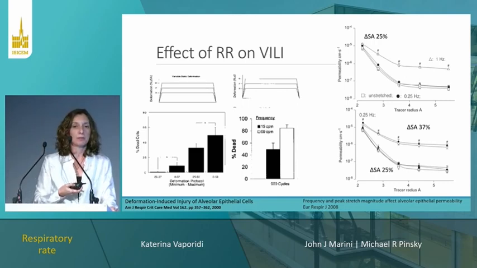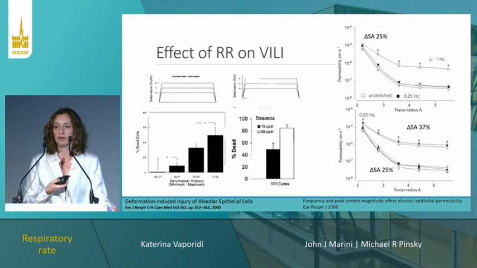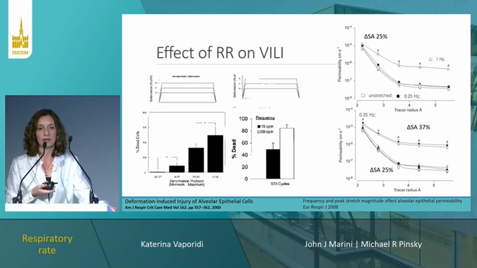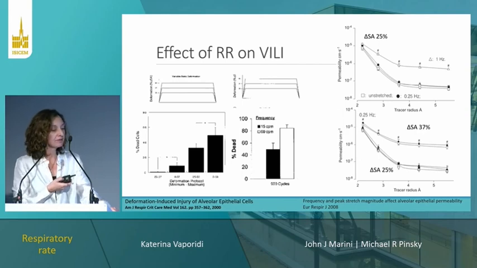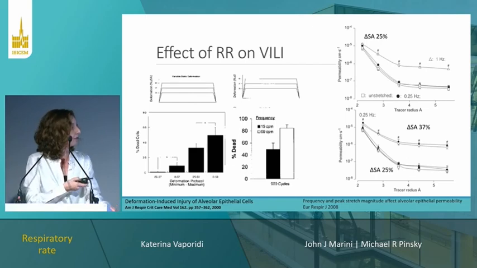let's focus now on the potentially injurious effect of rate, if respiratory rate can actually cause ventilator-induced lung injury. So first, in vitro studies have shown that changing the amplitude of deformation of cells or changing the frequency when the cells are deformed can cause cell death and increase permeability.